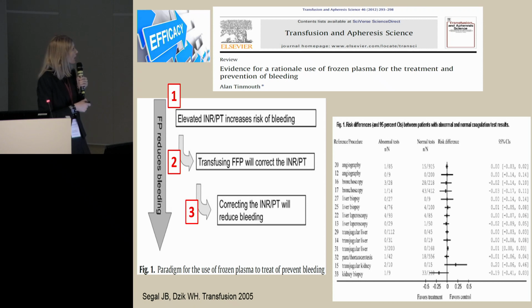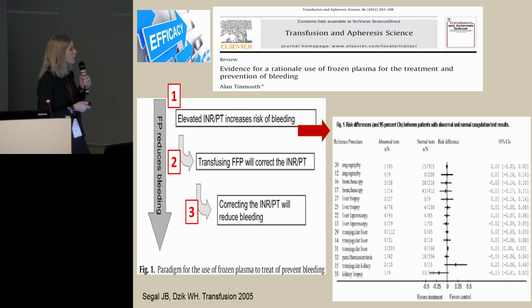Regarding the first one, elevated prothrombin time increases the risk of bleeding. No, we all know it is not true. And we know this from many studies, and this is a meta-analysis comparing the bleeding between patients with abnormal coagulation and normal coagulation undergoing different invasive procedures. No difference in bleeding. Let's move to the second one.